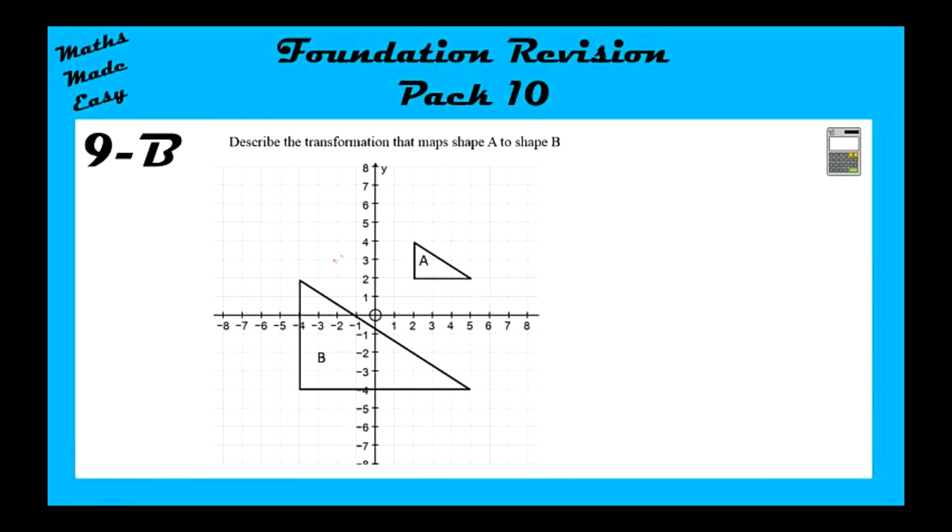9b, describe this transformation. Well, hopefully it's obvious that the shape's been enlarged, and the easiest way to find how it's been enlarged is to draw ray lines on. So draw a line that goes through these corresponding points and then these corresponding points, like so, and you end up with this point here, which it was enlarged about. So it was an enlargement. Writing that will get you a mark.